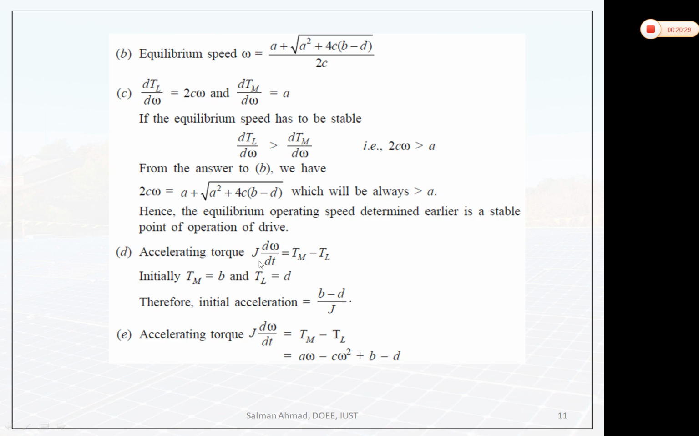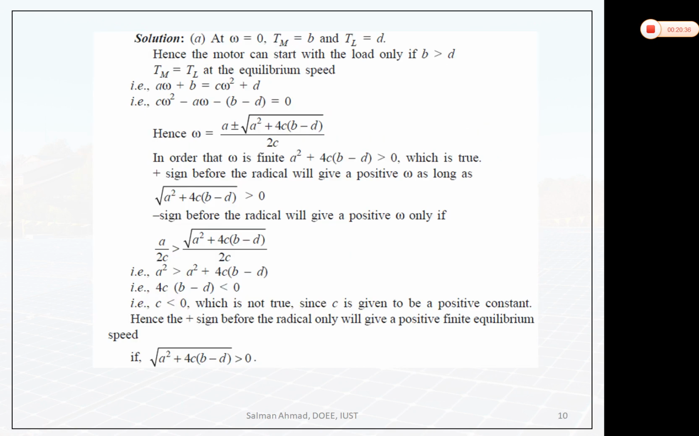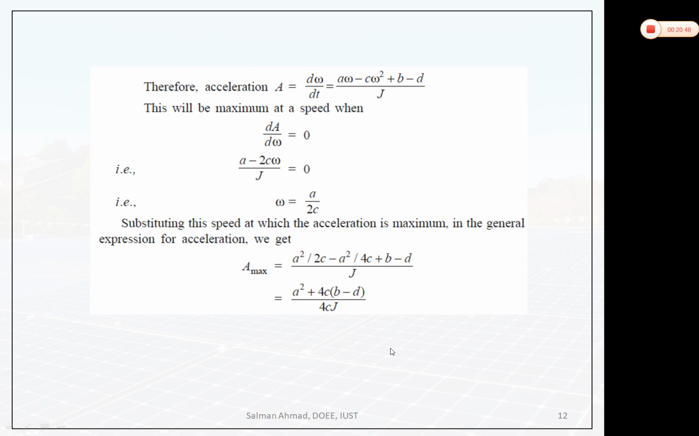Similarly, in the last part, determine the maximum acceleration of the drive. We again have to substitute motor and load torque. The motor torque is a omega minus c omega square, and the load torque is b minus d. We can substitute from that. So the acceleration d omega over dt, we have to divide by J.